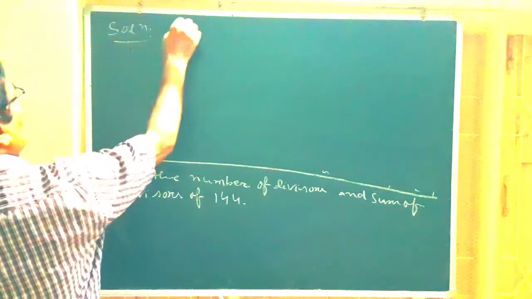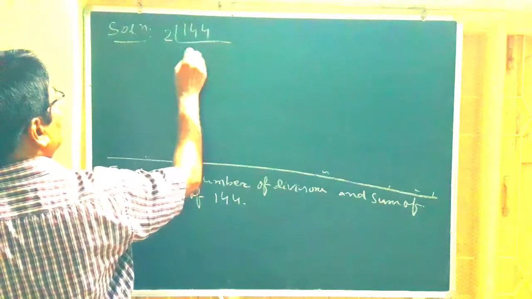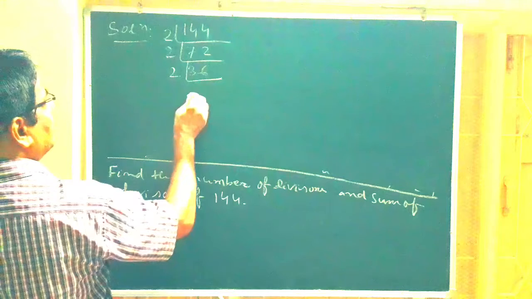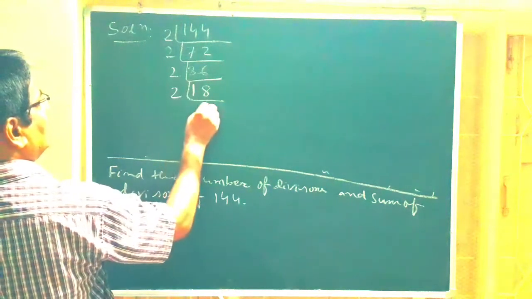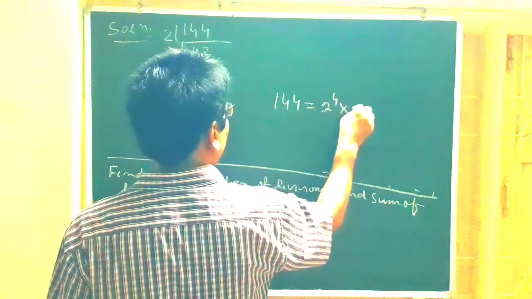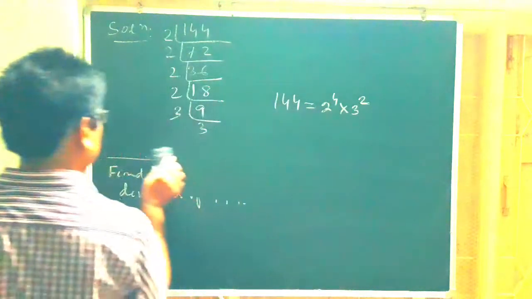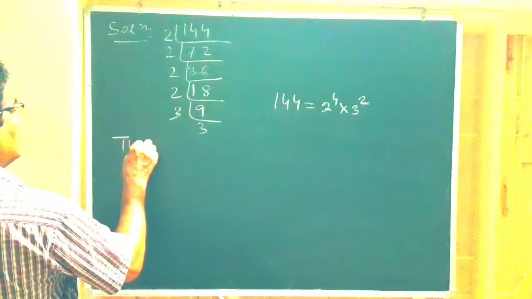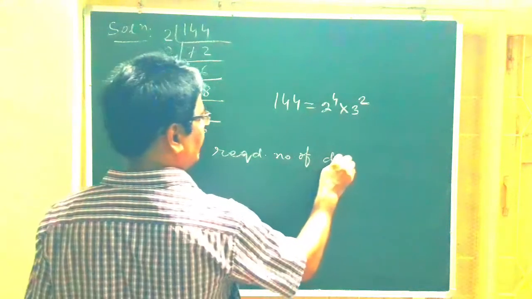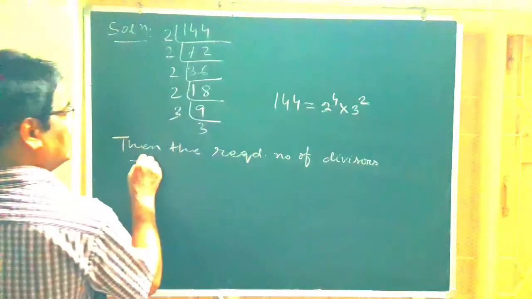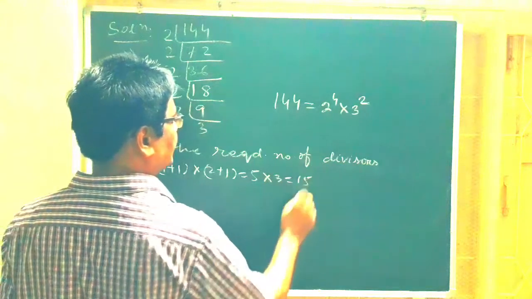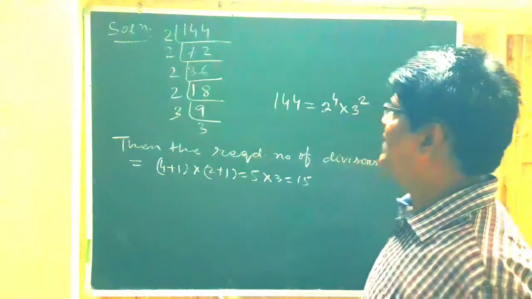Solution. 144. So let us divide it by 2: 72. Divide by 2: 36. Next divide by 2, then divide by 2, and this is 3 into 3. So we get 144 is equal to 2 to the power 4, 3 square. Then the required number of divisors is equal to (4 plus 1) into (2 plus 1), 5 into 3 is equal to 15. It means there are 15 divisors for 144.